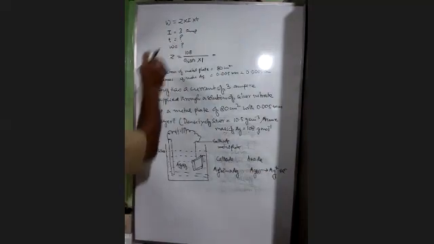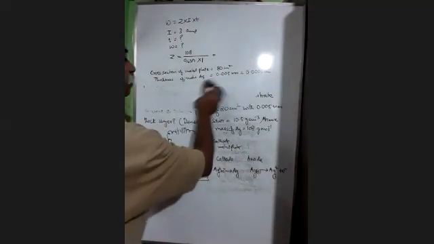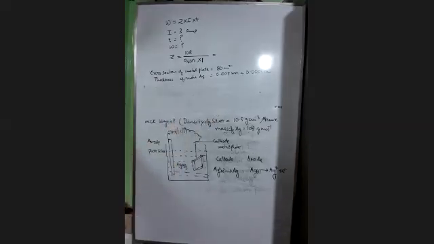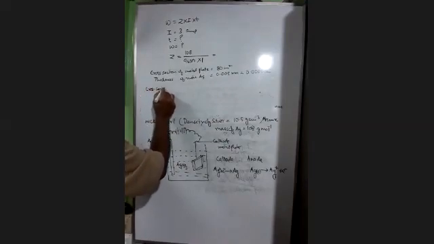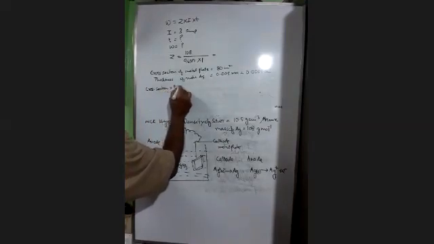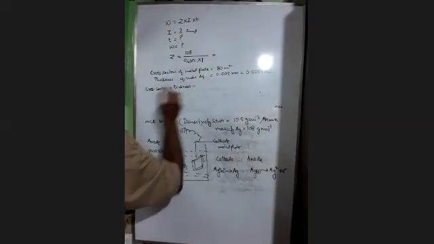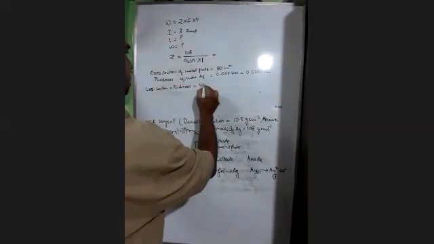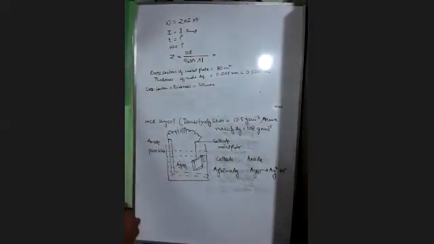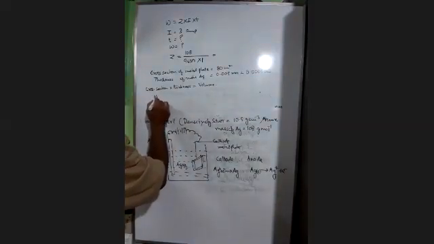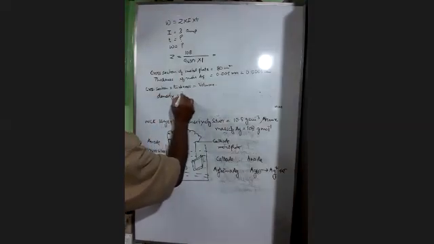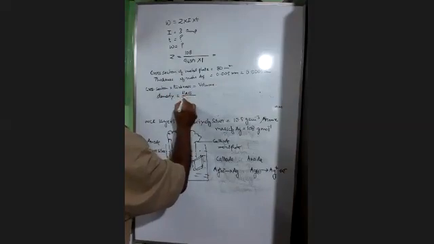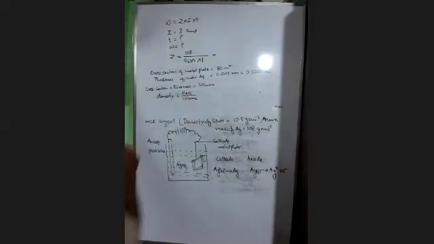I have to find W from there. It's not magic. Simple thing. See here, we know cross section into thickness is equal to what? Volume. Now we know density is equal to mass by volume.